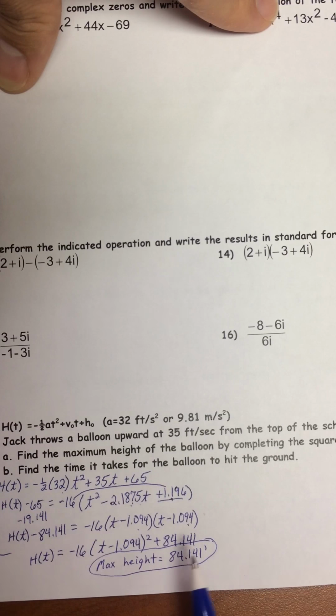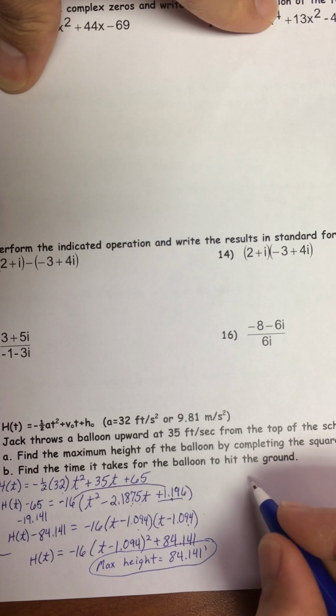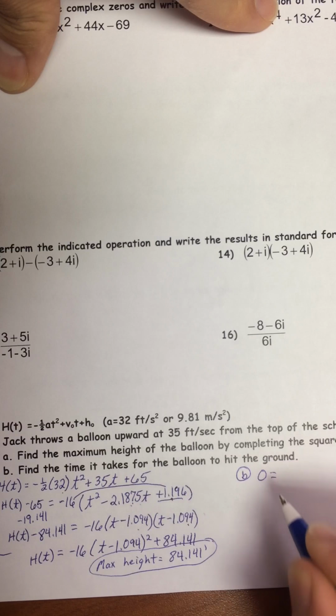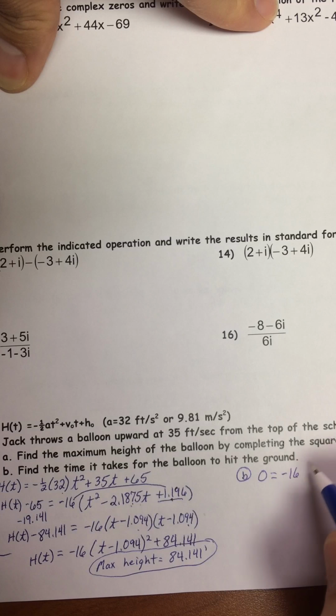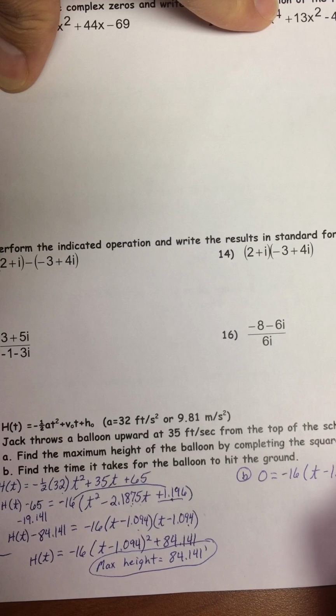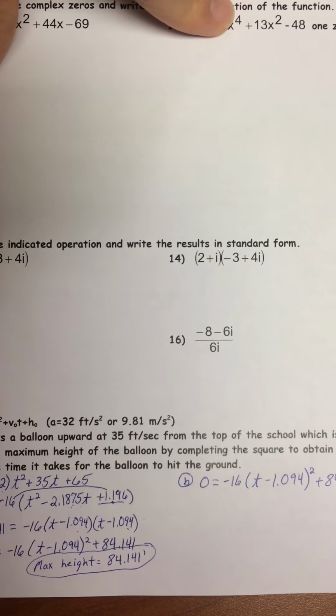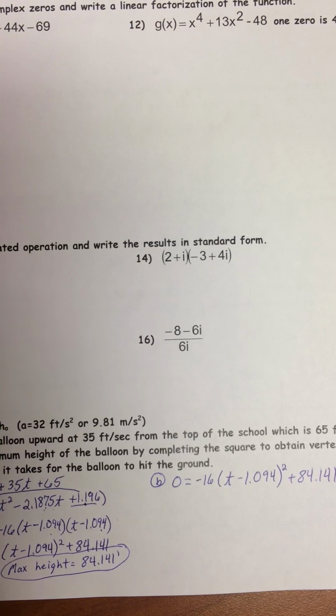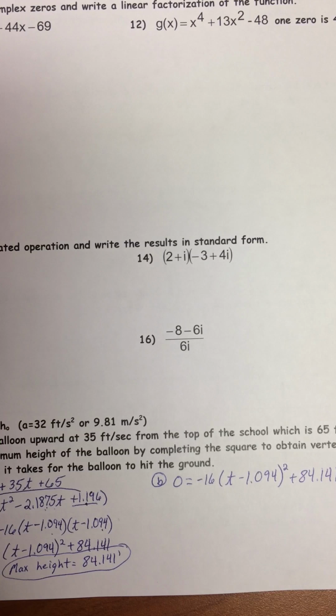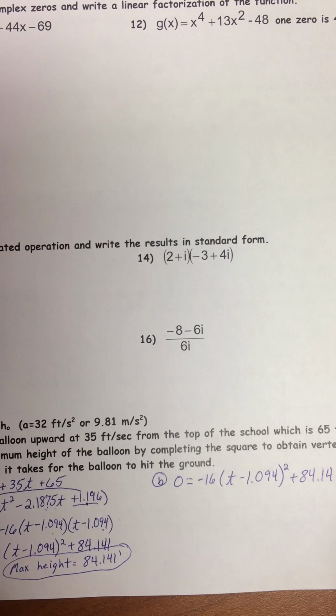I'll use our vertex equation since we took all the time to make it. I'll go ahead and use it. So part B, I'm going to put 0 in for the height and set it equal to negative 16 outside of t minus 1.094 squared plus 84.141. Just to save time, I'm just going to solve this whole thing on my calculator because really the algebra to it is fairly simple.